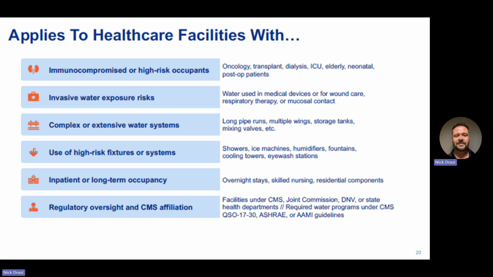If patients are spending the night in your facility, your responsibility changes. Water quality becomes more than a facilities issue, it becomes a patient safety issue. And finally, if your facility is surveyed by CMS, Joint Commission, DNV, state health departments, the water management expectations continue to evolve. Surveyors are asking not whether you have a program, but whether you can demonstrate that the program is effective.